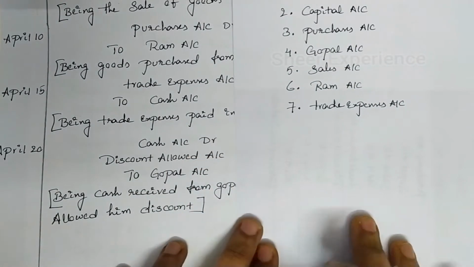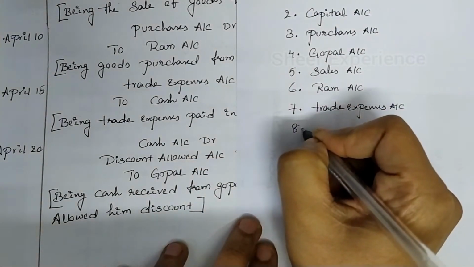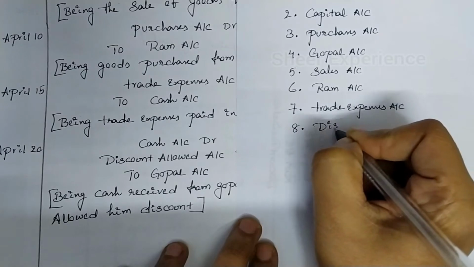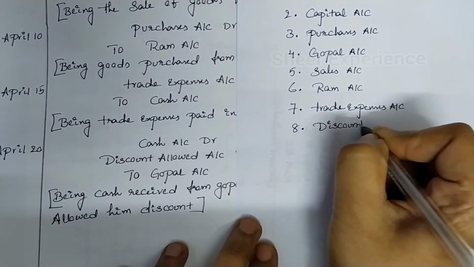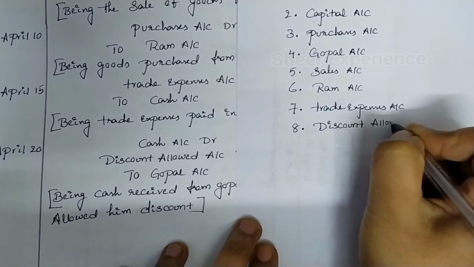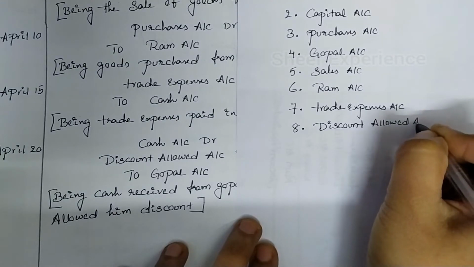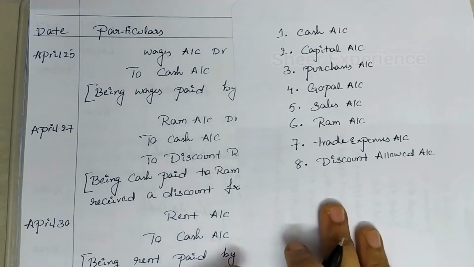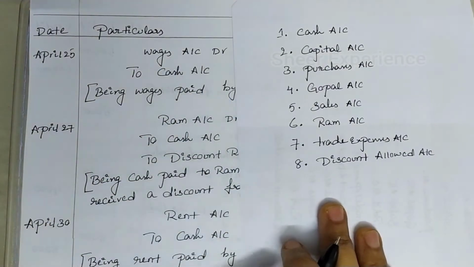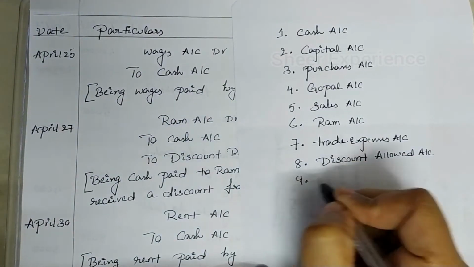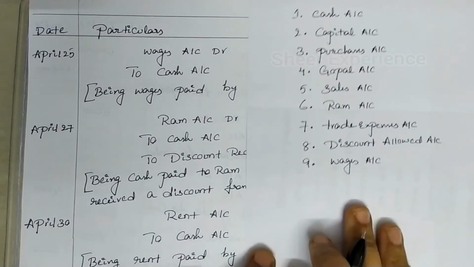Next we have cash account, discount allowed account and Gopal account. But we have already listed cash account and Gopal account. So we will take only discount allowed account. Next we have wages account, cash account. Cash is already listed. So we will write only wages account.